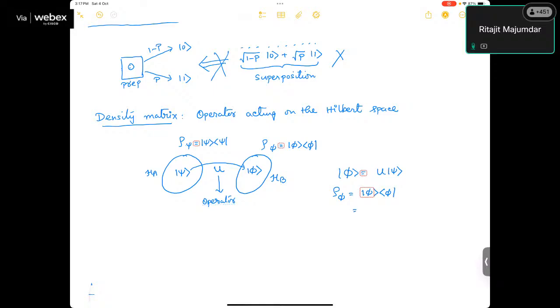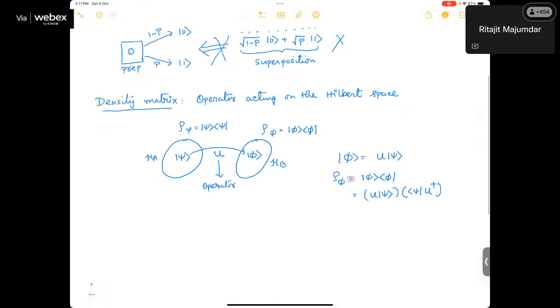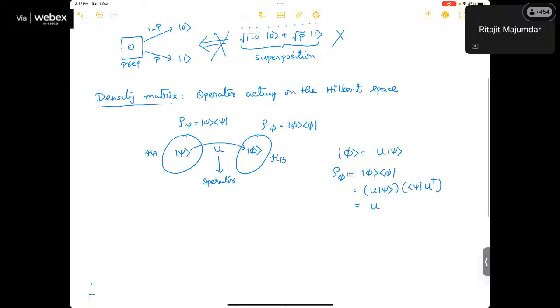We know phi is equal to U psi. So I can just say this is psi. This is the adjoint of this. So it will be psi U dagger. And then I am left with U psi U dagger. And this is simply U rho psi U dagger. Right? So the evolution of my density matrix is given by this unitary U acting before and the unitary U dagger, the conjugate, the adjoint of that, acting after.